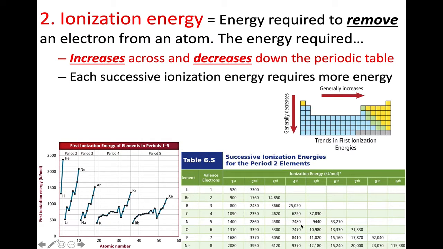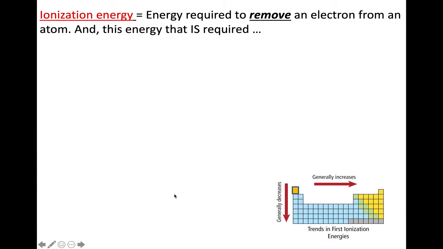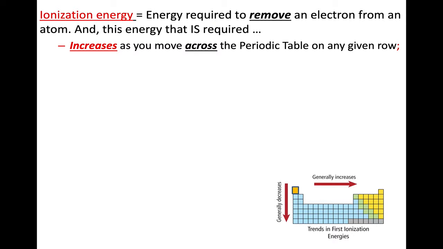And then this is just basically a table of those values, in kilojoules per mole of energy to pull it off. Each successive ionization energy requires more energy. So when you pull the first electron off of lithium, it doesn't take much energy. When I pull the second electron, it takes more. So again, ionization energy is the energy required to remove an electron from an atom, and this energy increases as you move across the periodic table on any given row or period.